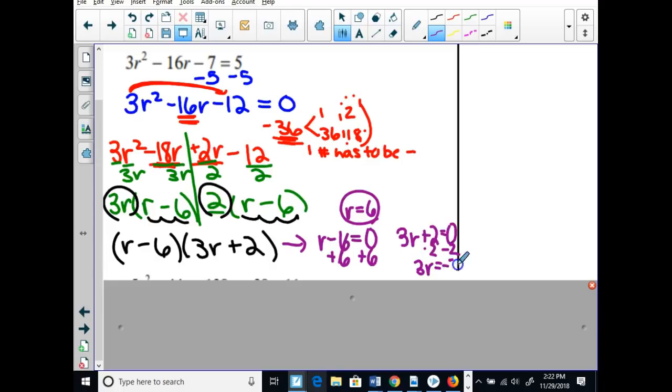3r is equal to negative 2. Divide by 3, divide by 3. r is equal to negative 2/3. I have now solved the quadratic by step 1, making sure it's equal to 0.